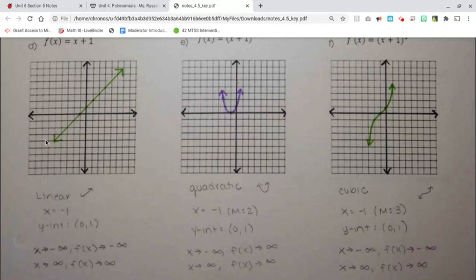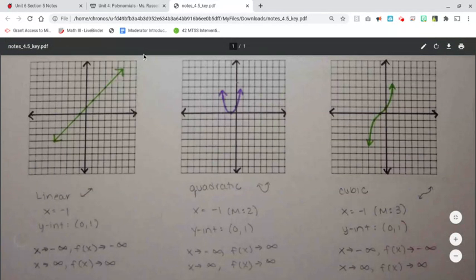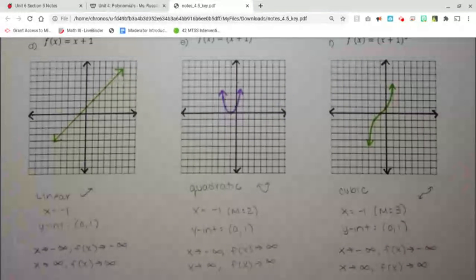As x goes to negative infinity, which is to the left, you can see y would be going to negative infinity. And as x goes to the right to positive infinity, y is also going up to positive infinity. So those are your end behaviors. In E, it is a quadratic. You can see the U shape here. It crosses the x-axis at -1, and that's a multiplicity of 2, meaning that it hits at -1 and goes back up. It crosses the y-axis. The y-intercept is (0, 1), so it crosses at +1.